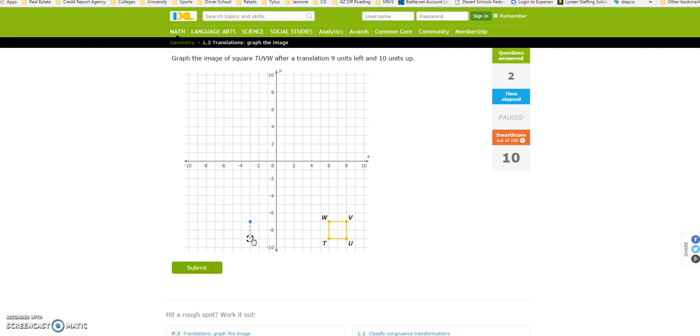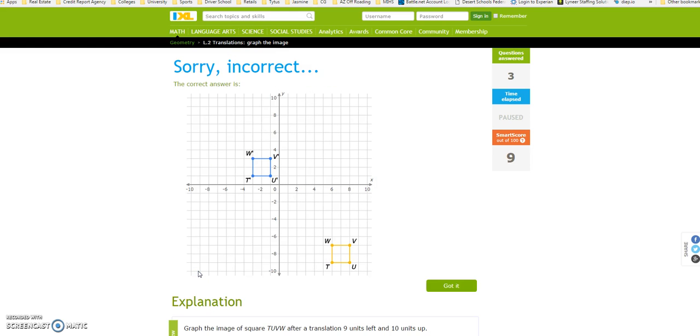Oh my gosh, this is a really weird graphing tool. But that is now our shape, based on the counts that we made. Now let's try to submit it. See if we got it right. See, now look what happened. I only moved 9 to the left, and I didn't move 10 units up. That's why we are incorrect.